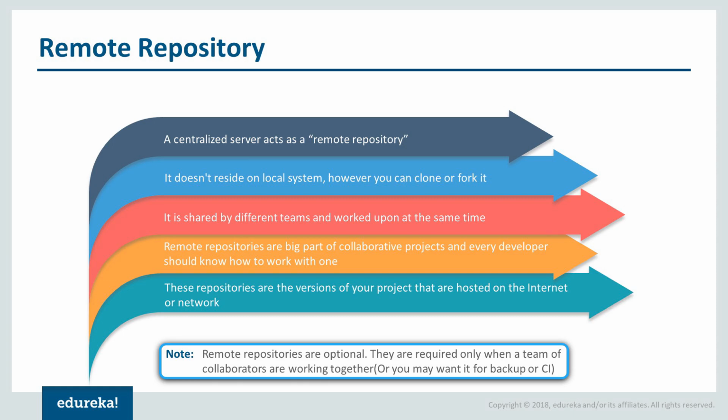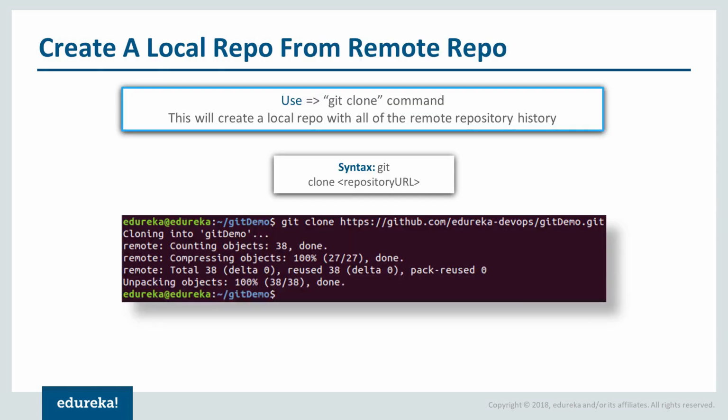We can work on multiple branches in parallel, which is another USP of Git. So for example, I can have a branch named developer, then a branch named feature, then a branch named bug fix, and I can work in parallel and then go ahead and merge them when required. So let's use the git clone command.